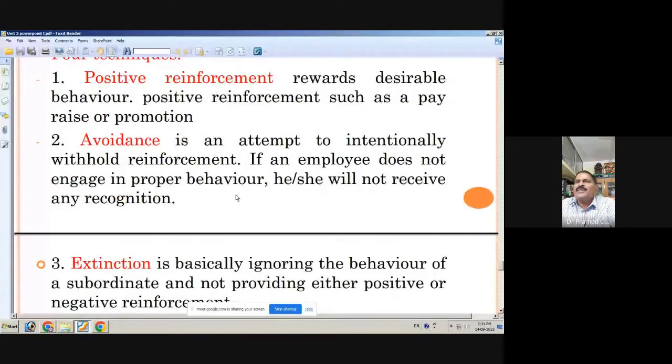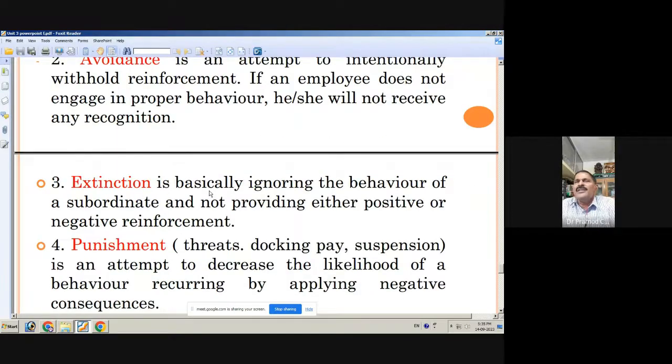Avoidance is another attempt, to intentionally withhold the reinforcement. If an employee does not engage in proper behavior, he will not receive any recognition. Then automatically he will not work. So if anybody avoids doing something, he will not get any reward. Sometimes avoidance is also not accepted. It withholds the reinforcement. Another is extinction.